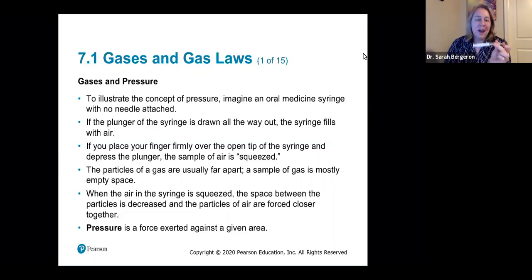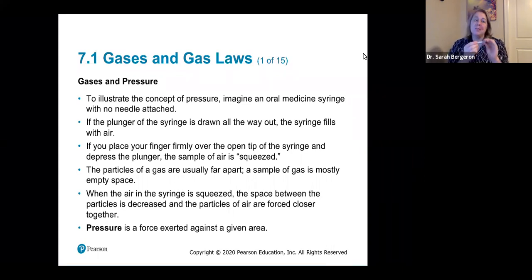Now, what's going to happen if I push down on the plunger? The air has no place to go because my finger's covering the hole, right? So I'm going to depress the plunger. What's happening to the air inside of the syringe? It's being compressed, and you get to a certain point where you can't press anymore. It's as compressed as it's going to get. And so what happens is that you're actually pushing the particles of gas closer and closer together, right?